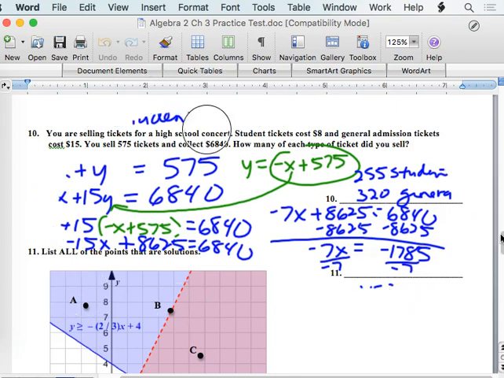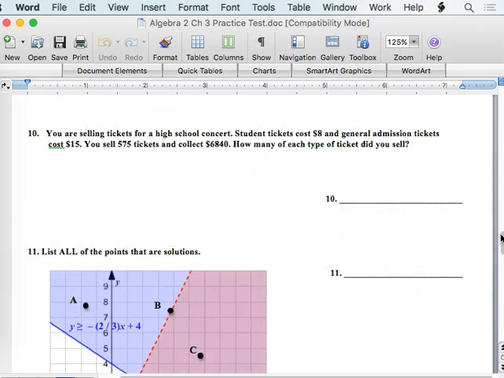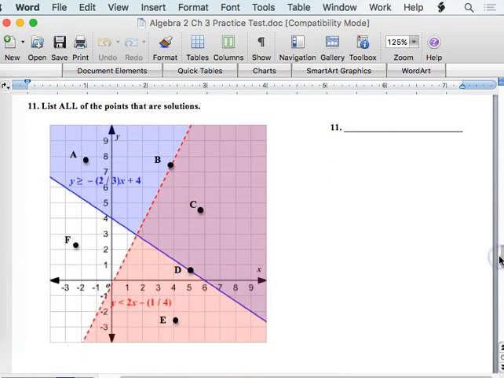This looks like a huge problem down here, but it's actually kind of multiple choice. List all the points that are solutions. Okay, to be a solution, it has to be in the double shaded region because there's two lines here. There's one obvious choice, right? What is it? C. It's in the double shaded region. But some of you figured out there's another one over there too. What is it? Yeah, this is on a solid line. So this actually has two correct choices.